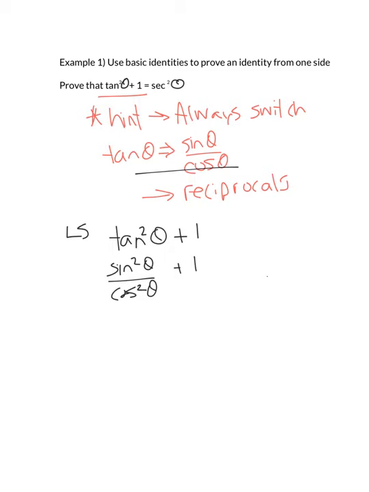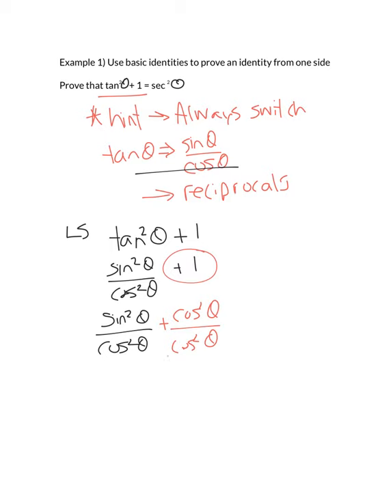At this point in time, when I look at this, I am going to try and get a common denominator. So I know that anytime I'm adding, I need a common denominator. So I'm going to have sine squared theta over cos squared theta, and I'm going to turn this 1 into cos squared theta over cos squared theta. So really, I haven't changed anything. This is still just 1, but I have a common denominator, so now I'm able to add. So what I have on the top is sine squared theta plus cos squared theta, and all of that is over cos squared theta.